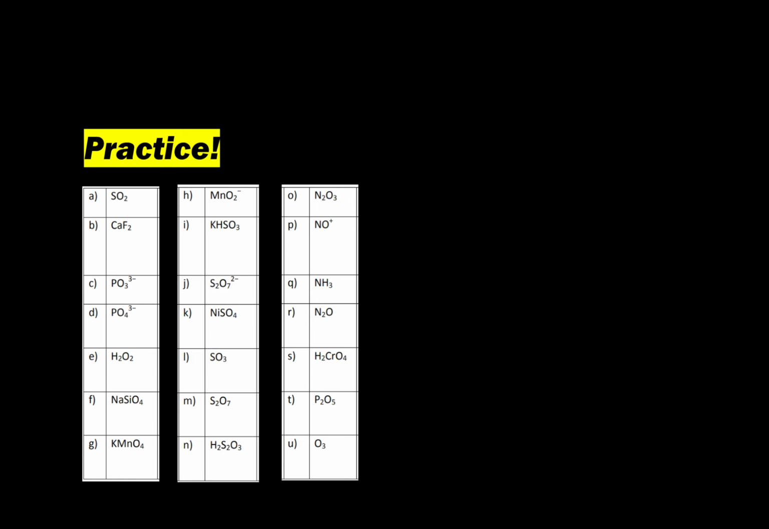Now let's do some practice. Give me the oxidation states of both atoms within these compounds. In this session, we're just going to be doing the first column here, from A to G. And then you can try out H to U on your own timing. So have a go at some of them.